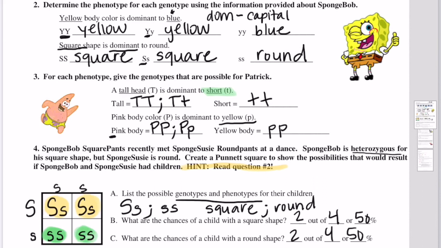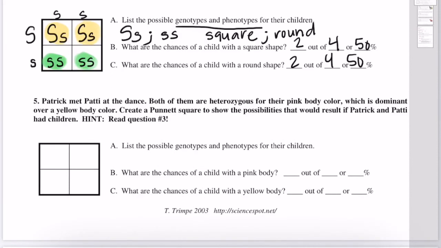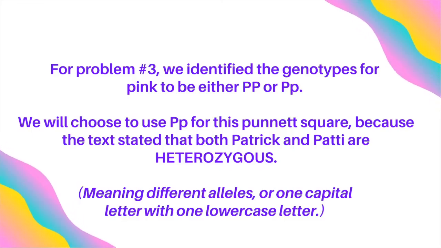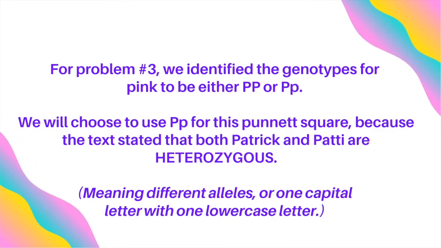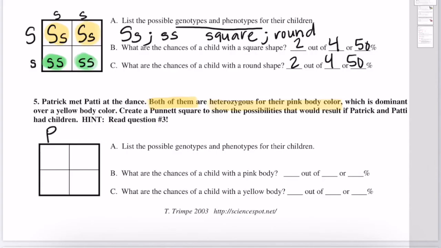All right, we're doing really good. We're doing really, really great. This next one says, Patrick met Patty at the dance. Both of them are heterozygous for their pink body color, which is dominant over a yellow body color. Create a Punnett square to show the possibilities that would result if Patrick and Patty had children. Hint, read question 3. So that would be big P, little p, big P, little p.